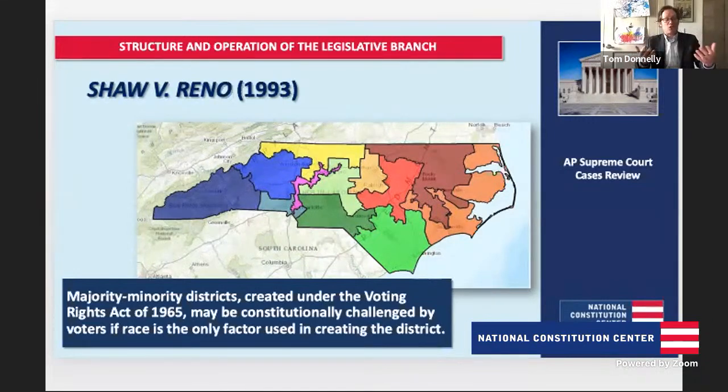And so one of the things that Shaw v. Reno establishes is that if you have a district like this, which is really not a regular shape, the state can design districts like that. But if they're going to do it, they have to have a really good reason for why they designed the district this way versus through some other means or some other reason.